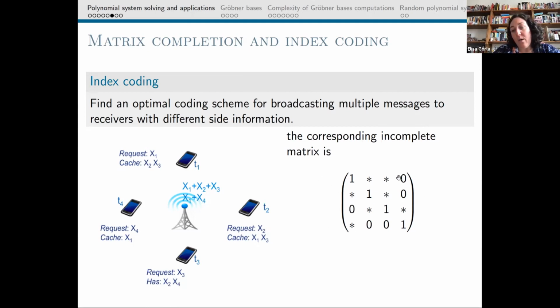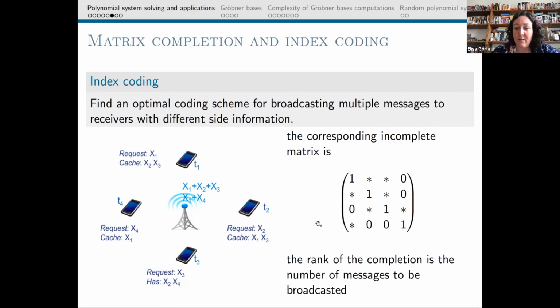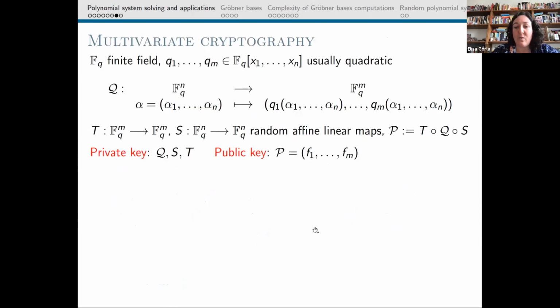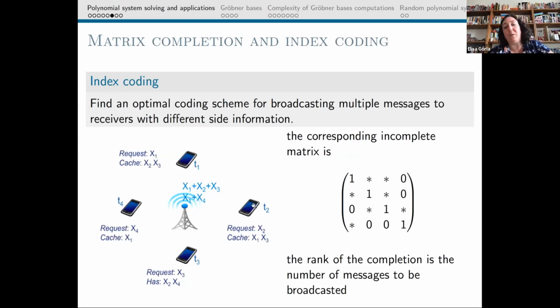And now if we find a completion of least rank, this will have rank 2, I think. So the rank of the completion is the number of messages that has to be broadcasted. Oh, sorry, I thought I had the completion, but I don't. In this case, you can compute that the rank of the completion is 2, and the row space is generated by these 2 rows. And this is how I can find these 2 rows. Okay. So this is another example of an application of matrix completion.